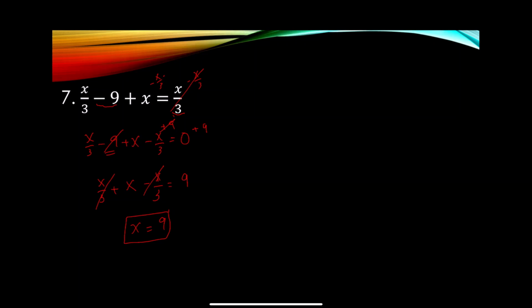Actually, from the beginning, you can cancel anything on both sides with the same sign. Look here, x over 3 and x over 3. If we cancel them, so what's left? Negative 9 plus x equals 0. And if we add plus 9 to both sides, this will be cancelled with this. So x equals 0 plus 9. The answer is 9.